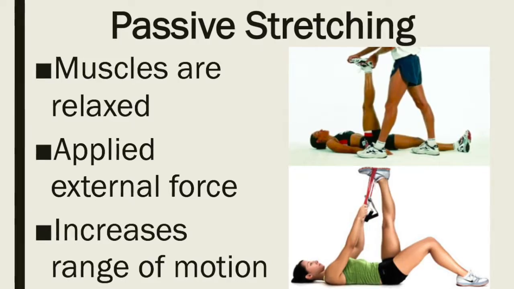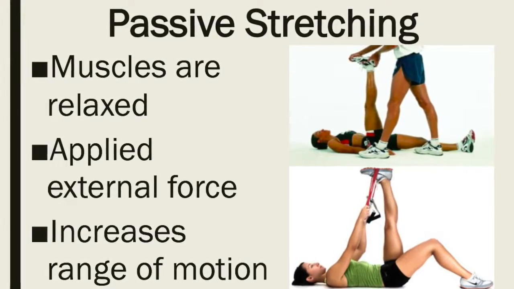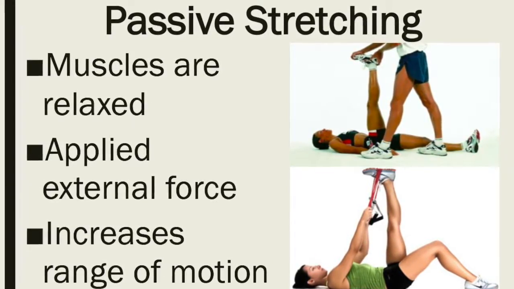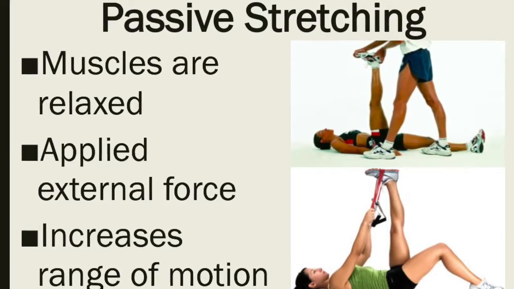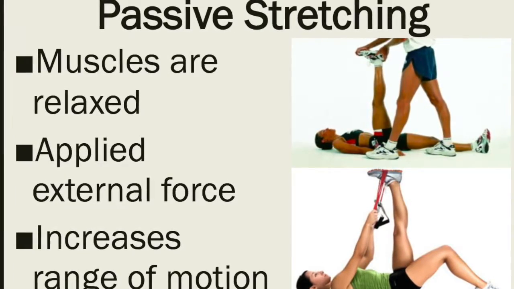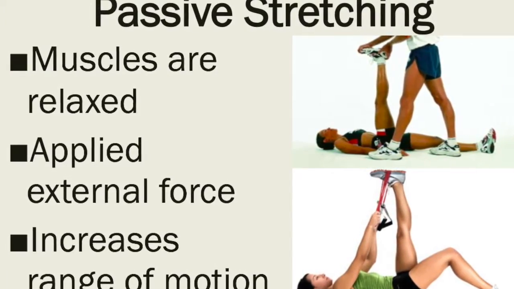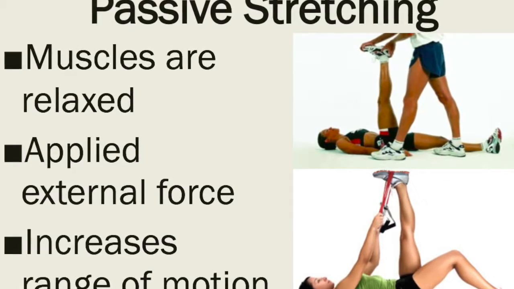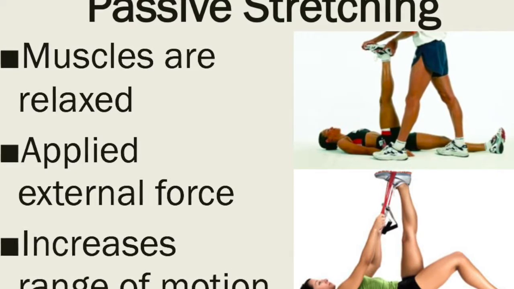Passive stretching is actually a form of static stretching, but the resistance is achieved through external force on the limb. It can be achieved with the help of a partner, stretch bands, or mechanical devices. Passive stretching increases the range of motion of the muscle.